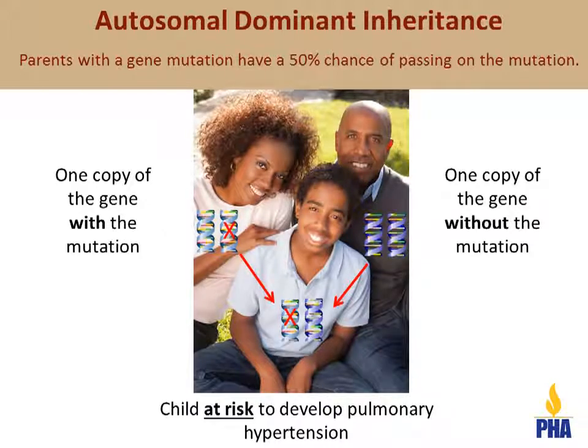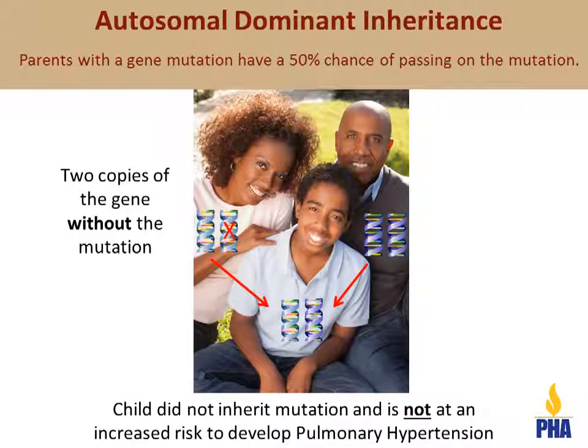Let us use this picture as an example. In this picture, the mother has a BMPR2 gene mutation and has pulmonary hypertension. The father in this picture has no BMPR2 gene mutation and has no increased risk to develop pulmonary hypertension. Their child has a 1 in 2 chance, or 50% risk, of inheriting the BMPR2 gene mutation from his mother. In this example, he did inherit the mutation.